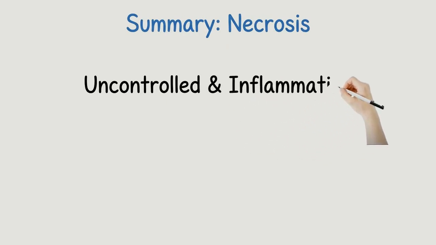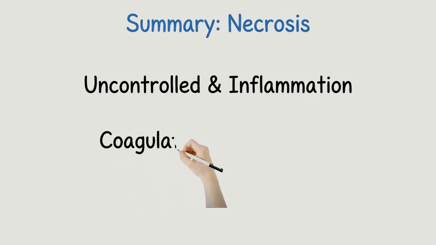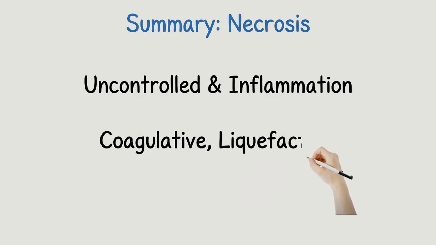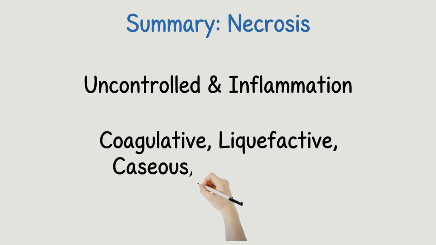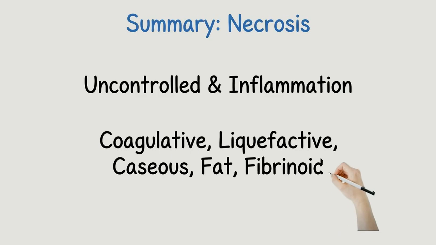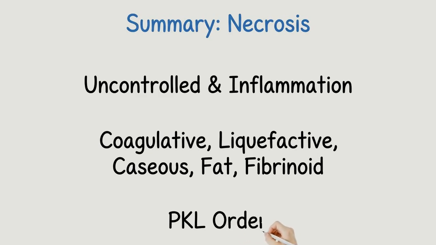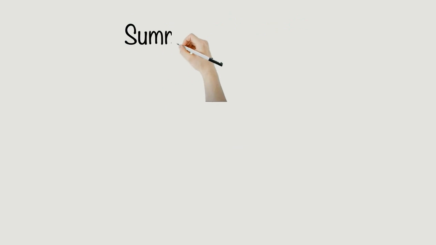Let's close with what you now own. First, necrosis is uncontrolled. The membrane ruptures, contents spill, and inflammation always follows. 5 types matter: coagulative everywhere except brain, liquefactive in brain and pyogenic infections, caseous in tuberculosis, fat necrosis in pancreatitis, fibrinoid in vessel walls. Nuclear sequence is Pyknosis, Karyorrhexis, Karyolysis, PKL, always in that order.